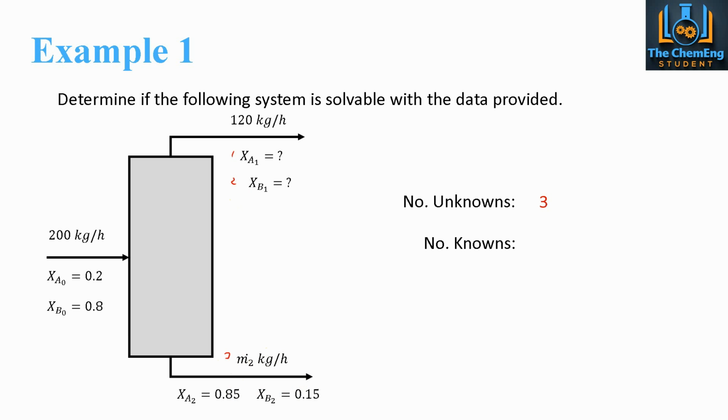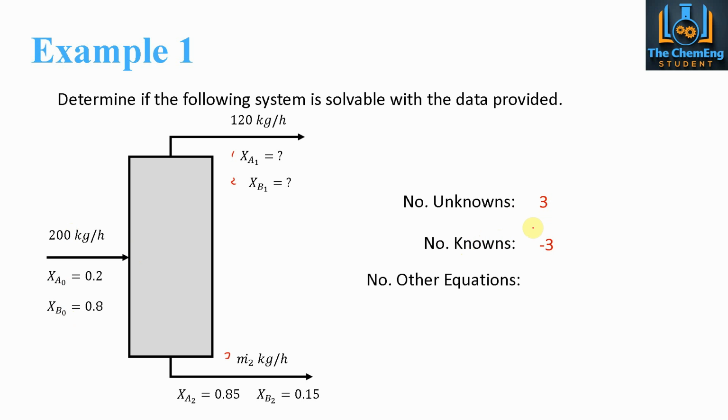Now the number of knowns will be minus 3. Remember, the equation is the number of unknowns minus the number of knowns and then the number of additional equations. So we have 3 known species because we can create 3 balances. We can do a balance on component A, we can do a balance on component B, and we can do an overall balance in terms of the flow rates. So we have 3 knowns. Now, number of other equations, we aren't provided that.